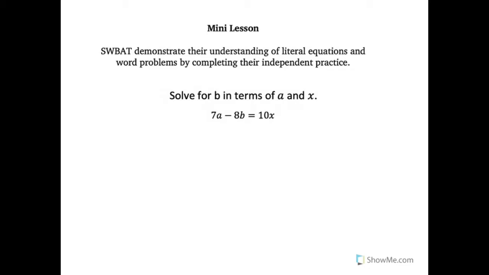The first thing that we're going to review is literal equations, solving literal equations. So this first example says solve for b in terms of a and x. Always we want to make sure we understand what the instructions are asking us to do. The first thing I see is that it's asking me to solve for b, which means I need to get b alone. And then it's asking me to solve for b in terms of a and x, which means that a and x have to be on the other side. So b has to be on one side, and a and x have to be on the opposite side of my equal sign.